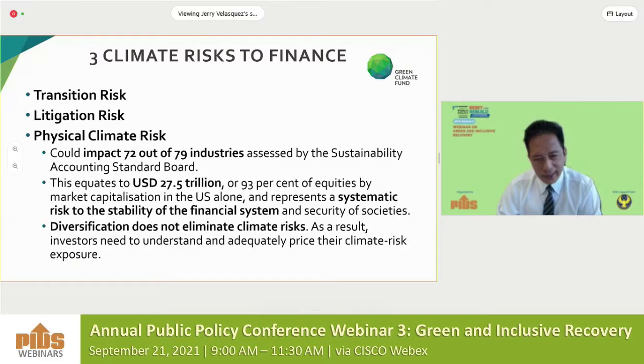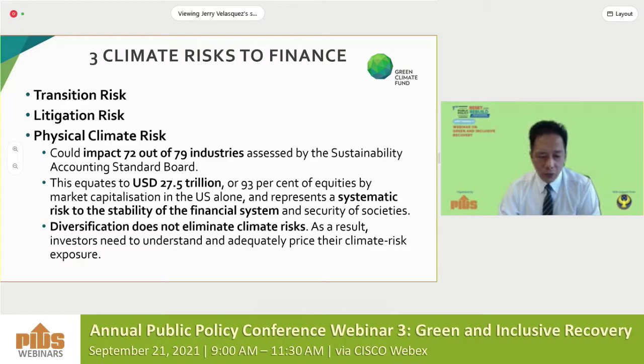It could impact 72 out of the 79 industries assessed by the Sustainability Accounting Standards Board, equating to $27.5 trillion or 93% of the equities by market capitalization in the US alone. It actually represents a systemic risk to stability. So much so that in the upcoming COP in November, one of the key things is risk disclosure. The G20 and G7 have now made it mandatory in some countries to disclose physical climate risk in the financial system, starting with banks. But this has not yet been done in many parts of the world.